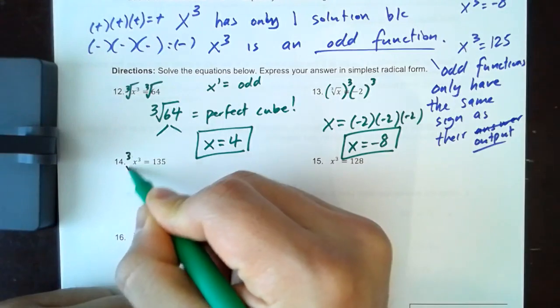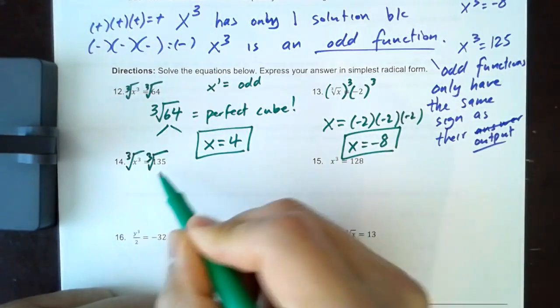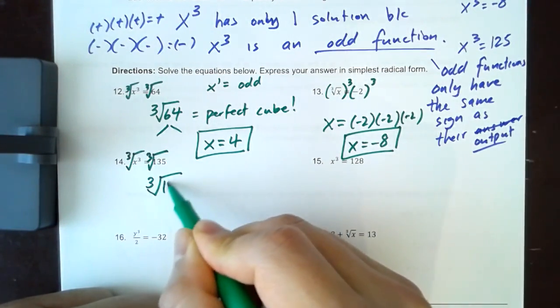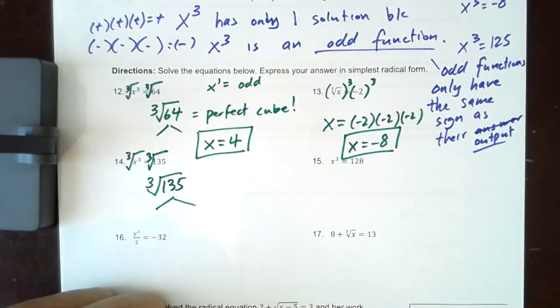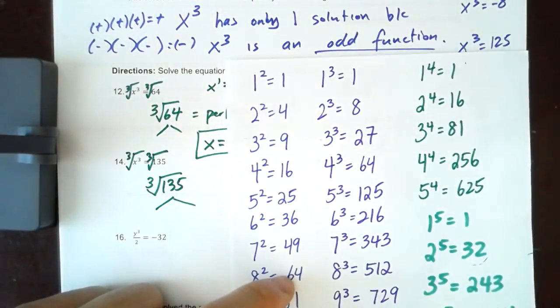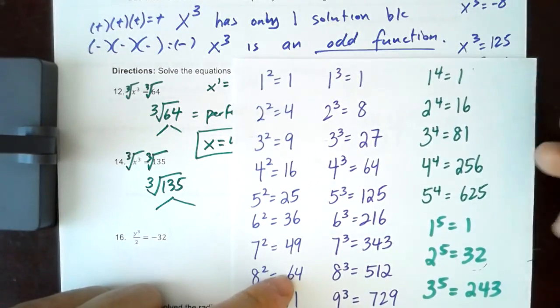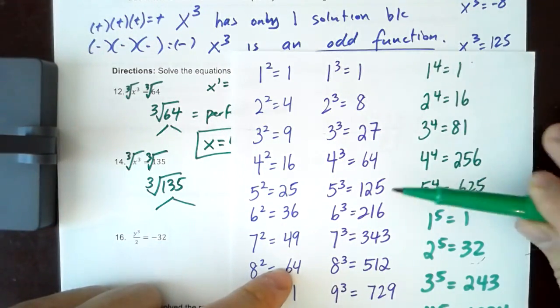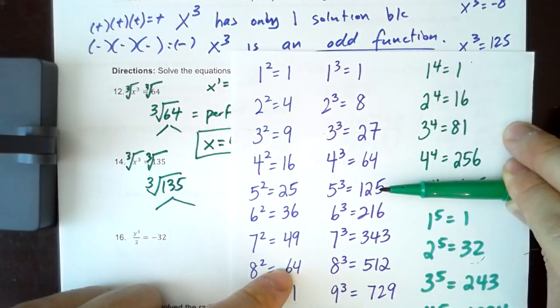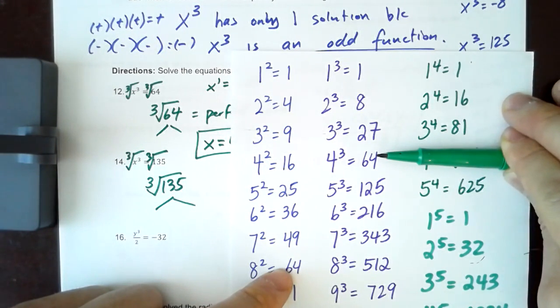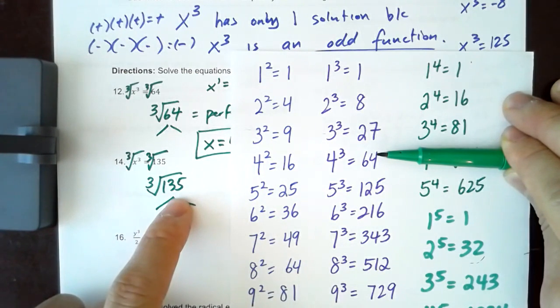Okay, let's cube root this part, 135. So I'm now thinking, what's the cube root of 135 simplified? I don't really know. I'm going to use my cheat sheet of all the perfect cubes. 135 is here. I go down to 125. I know it doesn't work. 64? No, 64 will never end in a 5.